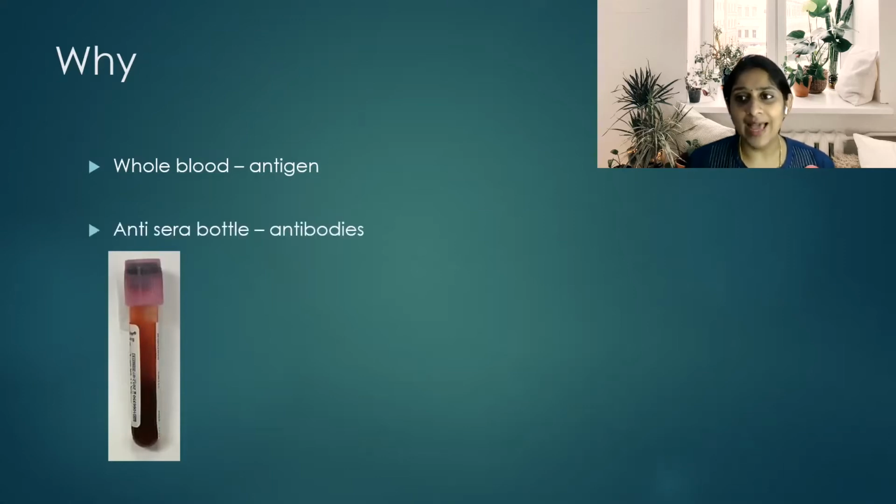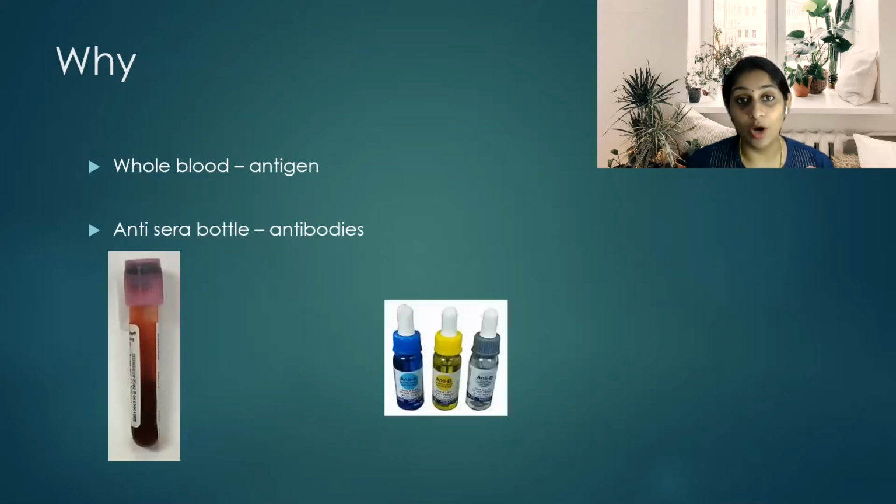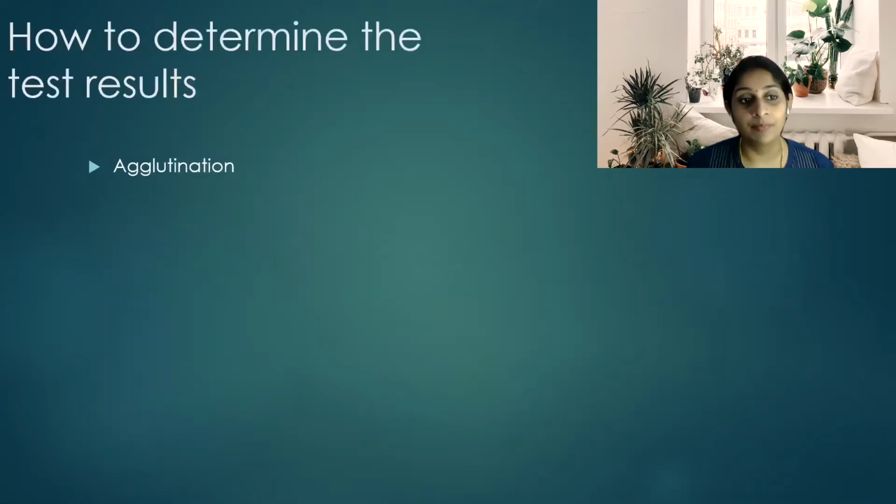Now, what is the antibody we are going to take? We are going to take anti-sera bottles which are available in the market. You get anti-A, anti-B, and anti-D. These are nothing but external antibodies. So, how do we determine the test results? When there is an agglutination or when there is not an agglutination, we have to interpret the results. That is what I'm going to show you today.